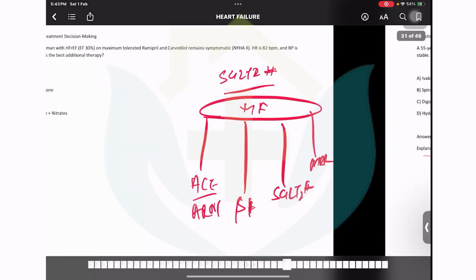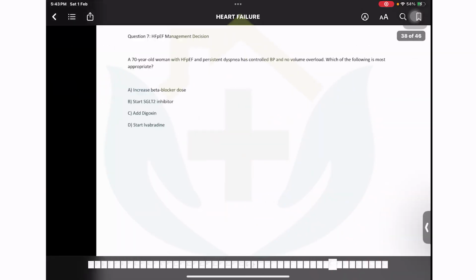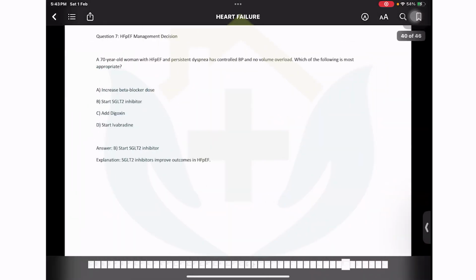So whenever you have a doubt in your clinical practice also, this is the rule of thumb: in HFpEF, only SGLT2 inhibitors are approved, along with good BP control, glucose control, and obesity management.